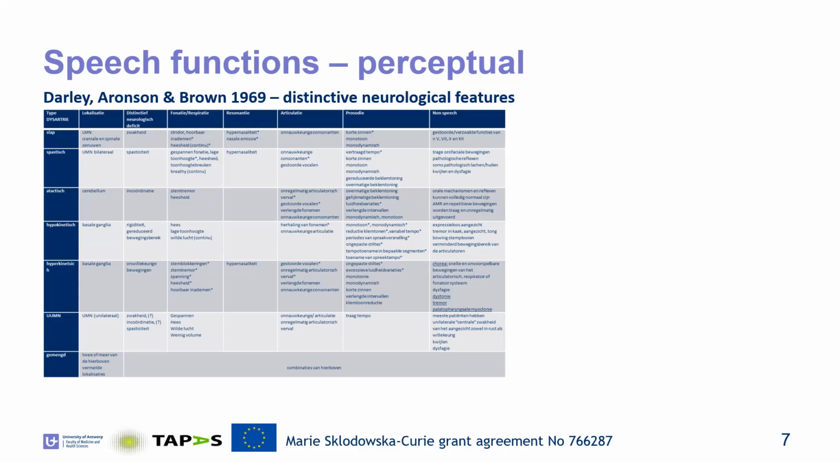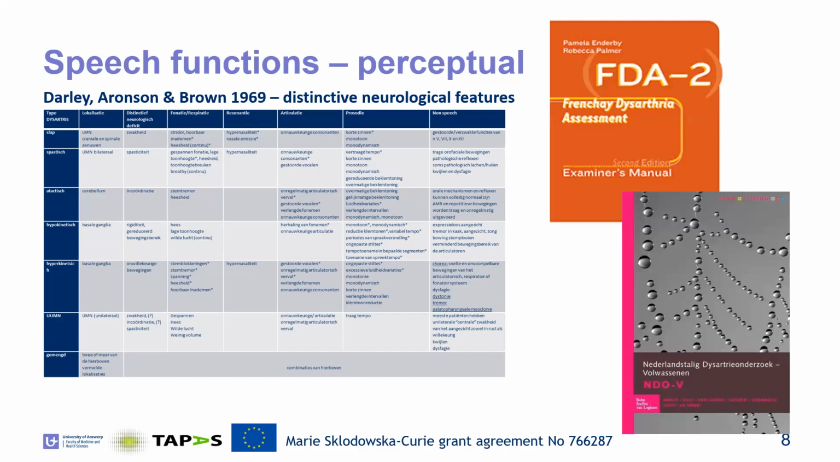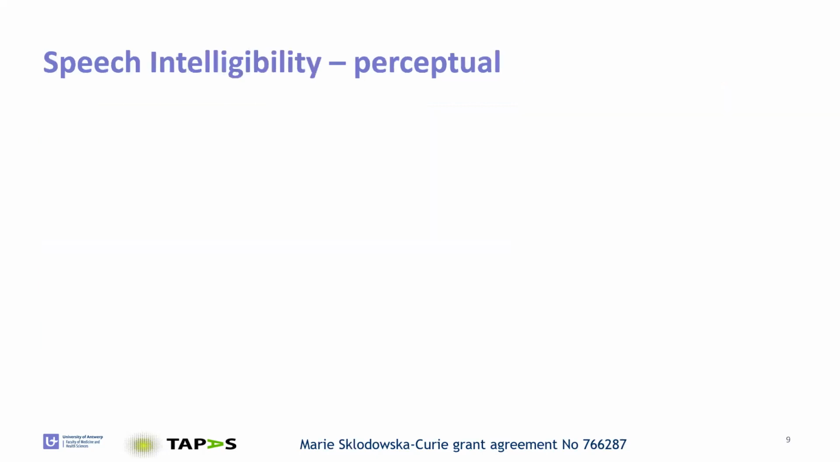Are there alternatives meanwhile? Yes, of course. There is the Frenchay Dysarthria Assessment developed by Pamela Enderby. It has also been translated to Dutch, I'm sure, but also to French, I think, and maybe other languages. And our colleagues from Nijmegen also a couple of years ago developed the Nederlandstalig dysarthrie onderzoek, which also offers an alternative to perceptually evaluate the dysarthric speech.